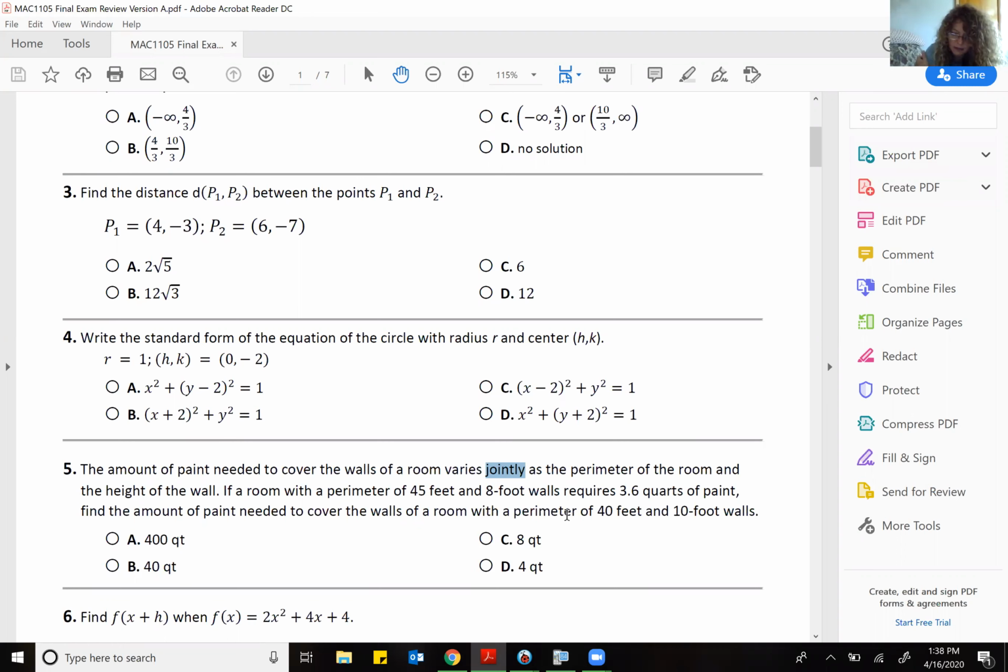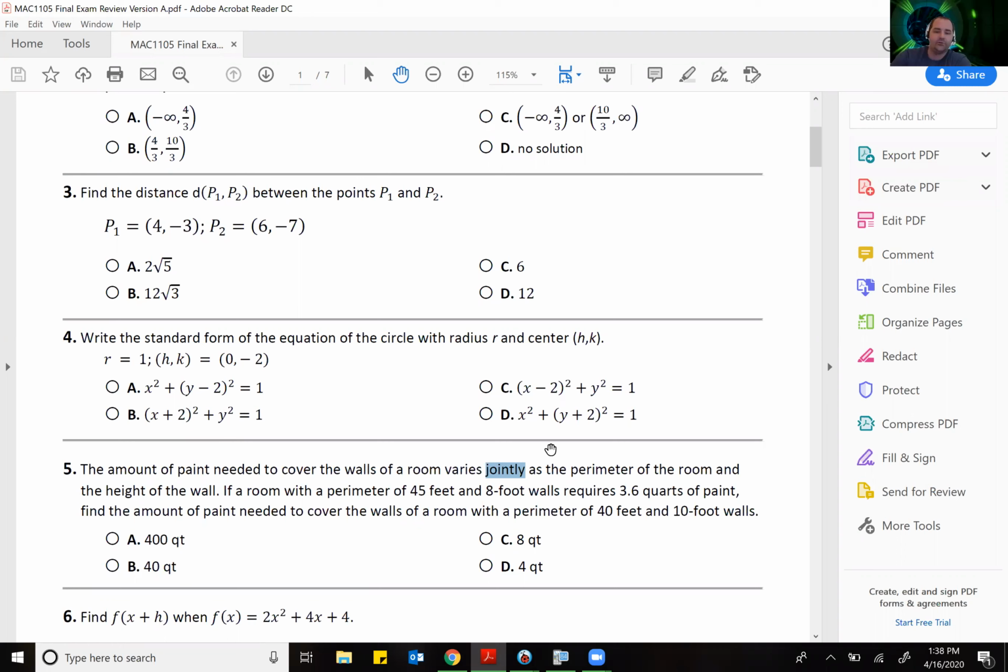Isn't it adding jointly? Nope. Take another guess. Multiplication. It's multiplication. Okay. What other word would you use? The other word was inversely, and inversely would be division.